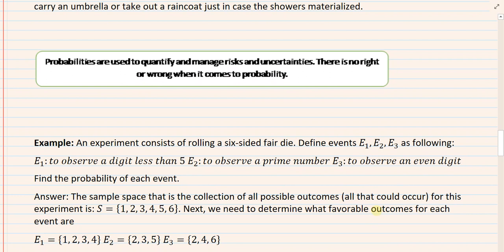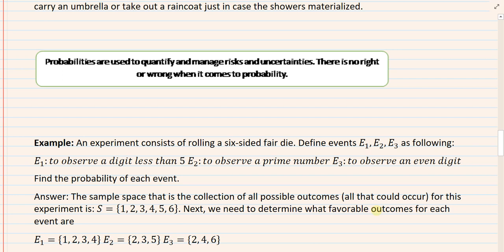Event 2 is to observe a prime number. Now prime numbers in that list are only 2, 3, and 5. 1 is not a prime. 1 is a unit. So it's neither prime nor composite. And remember, prime numbers are divisible by themselves and 1 only, or you can write it as product of itself and 1. E3 is to observe an even digit. The even digits are 2, 4, 6, between 1 and 6.